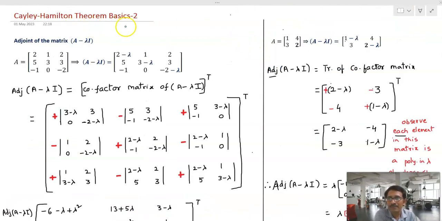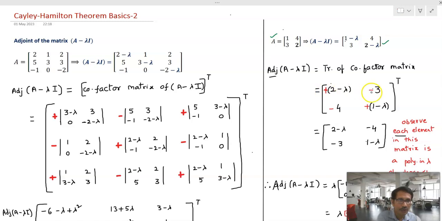Now in the second part, we see what is the adjoint of the matrix A minus lambda I. Again let us start with the 2 by 2 matrix. If you take A as the matrix with rows 1 4 and 3 2, then A minus lambda I is this matrix. It is not a determinant, please remember. Now I want to find the adjoint of this matrix. So what is the adjoint? Transpose of the cofactor matrix.